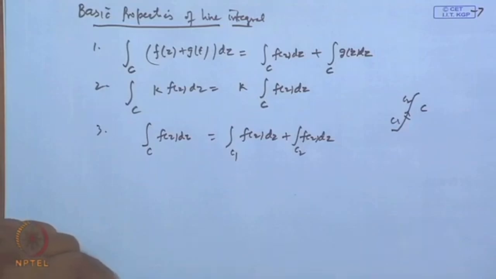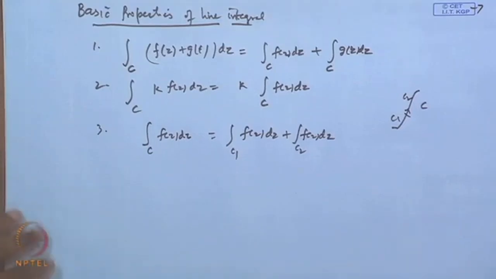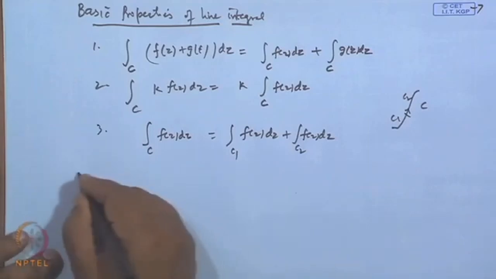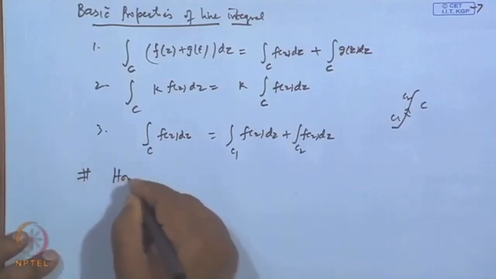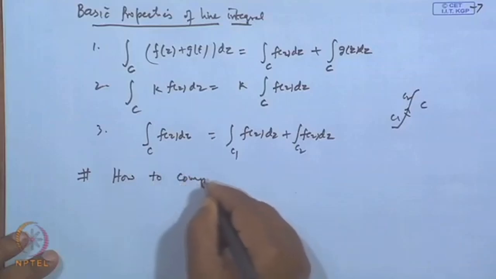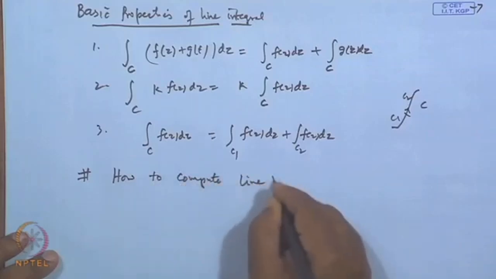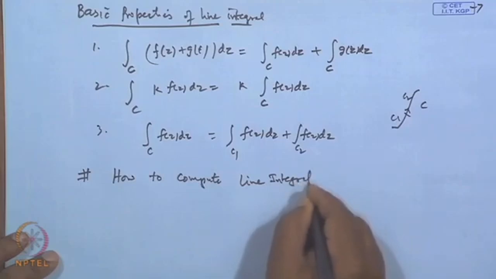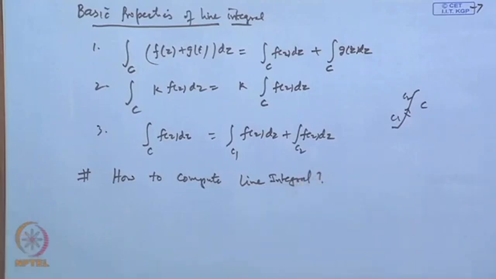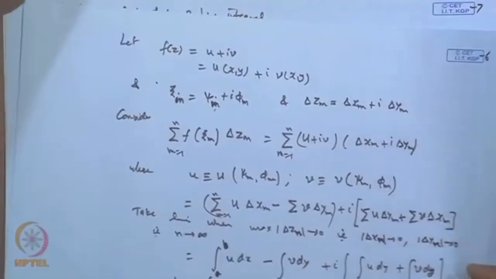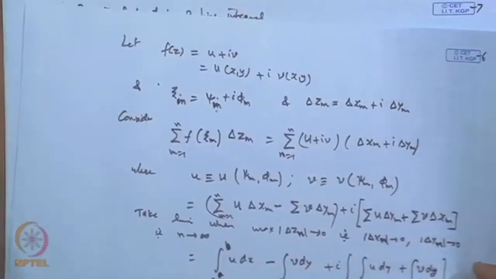Now, let us see an example of a line integral. How to compute this line integral? The question is now how to find out the limit. Because we know the definition: by definition, the line integral is nothing but the limit of this sum, is it not? That is the line integral.